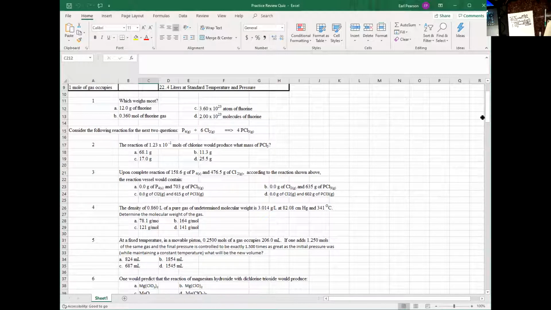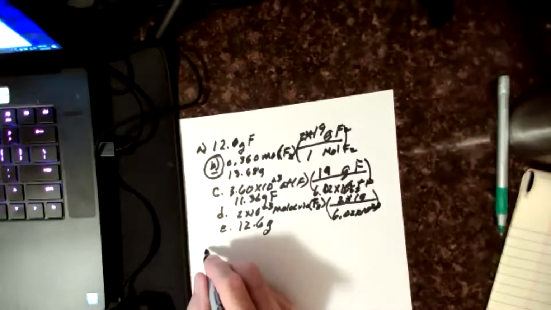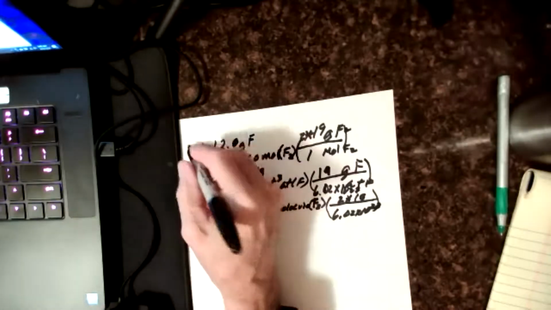Now we're going to look at a reaction for the next 2 questions. 1.2 times 10 to the negative 1 moles of chlorine would produce what mass of PCl3? And so our reaction for number 2.